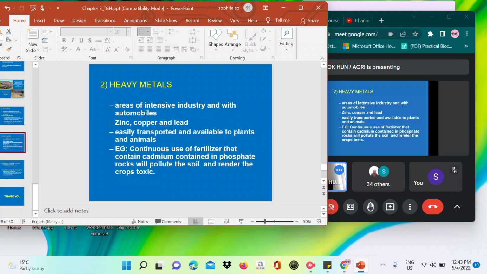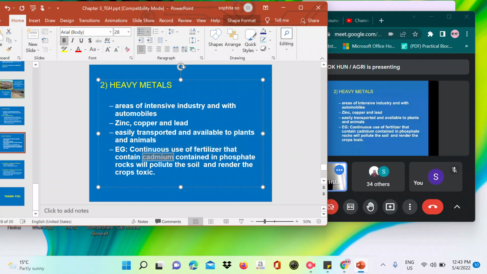Okay, continued use of fertilizer that contains cadmium, found in phosphate rock, will pollute the soil and render the crop toxic. Some of the fertilizers, especially chemical fertilizers, have cadmium added. This cadmium is very dangerous. Imagine if you apply it to the soil, and the fruit in the market, you buy and then you eat. Indirectly, all of it will enter your body. Slowly it will cause many diseases like tumor, cancer, and so on.